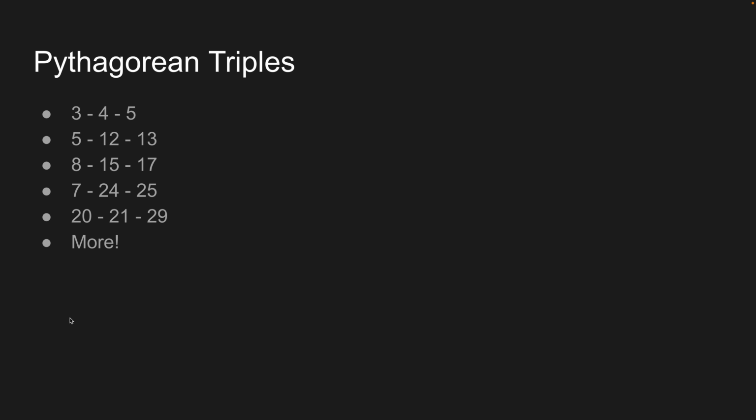3, 4, 5 is a Pythagorean triple. 6, 8, 10, a multiple of the set, is also a Pythagorean triple. I also have listed more. 5, 12, 13; 8, 15, 17; 7, 24, 25; 20, 21, 29; all of their multiples, and infinite more.